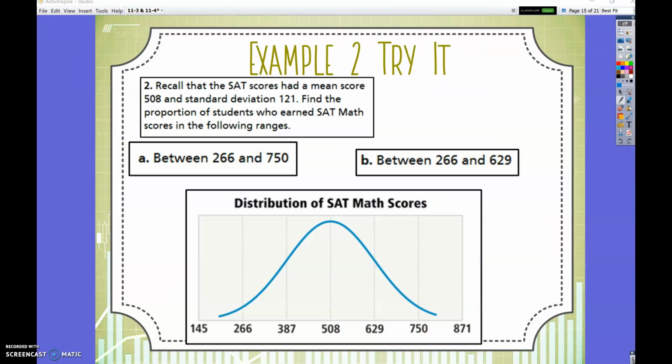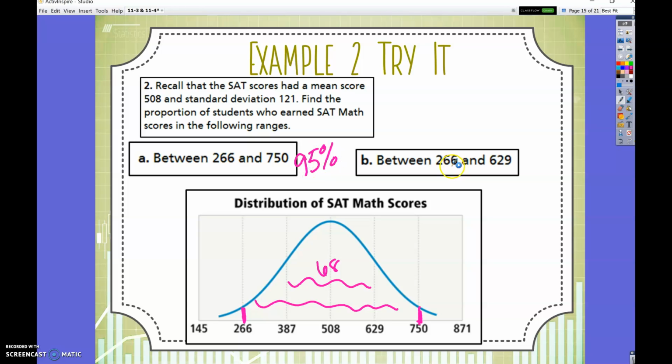Again, on this try it, they drew the SAT normal curve for you. They want between 266 and 750. Notice 266 is here and 750 is here. This first standard deviation would be your 68%, and then the second standard deviation would be your 95% of the scores there.